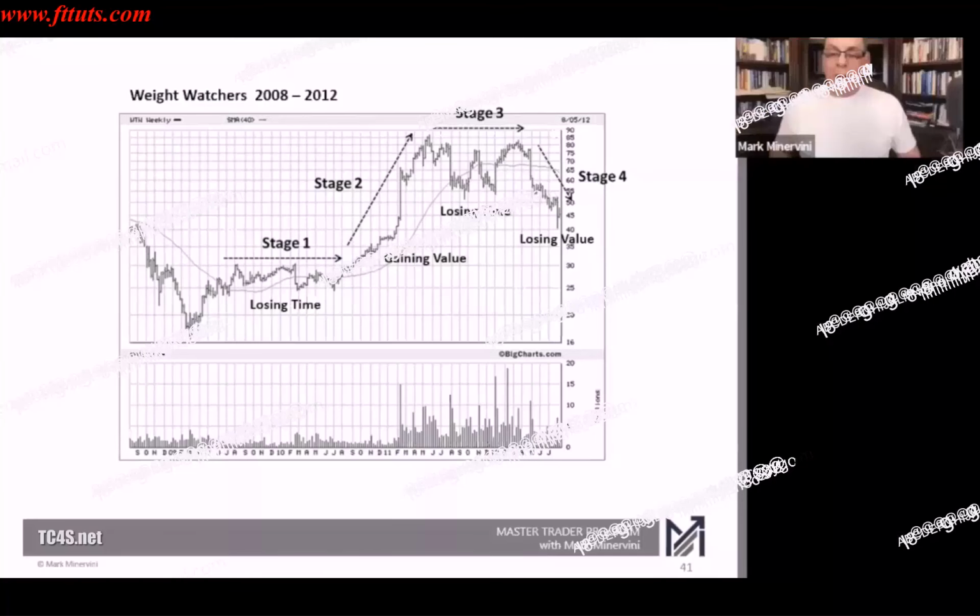Yeah, the Oprah effect. So another thing that's important to mention here is that stage analysis is not a strategy. It's not a strategy in itself.